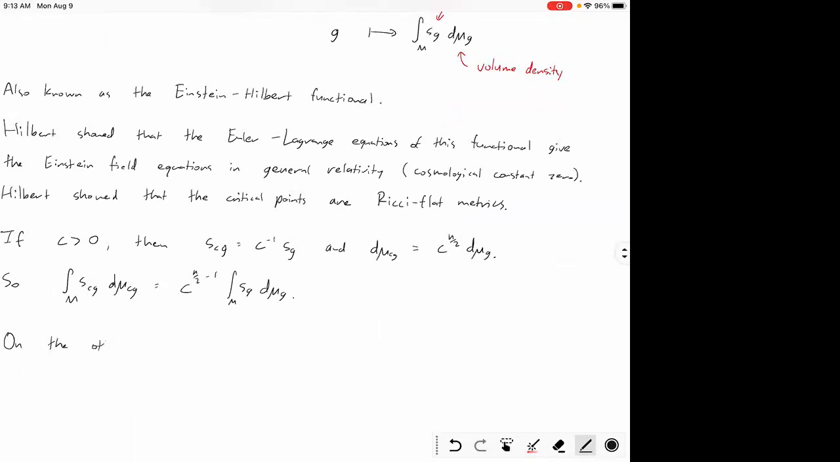On the other hand, if I look at the volume of my manifold with respect to a rescaled metric, how does that change compared to the volume of the original metric? Well, what is the volume? It's just integrating 1 times the volume density. So likewise, the volume also changes by a power of c, using the same information.